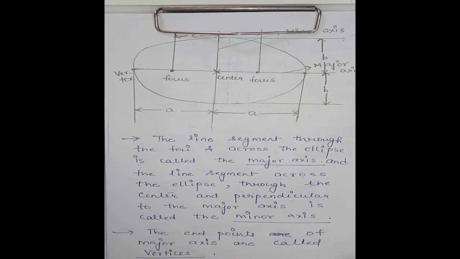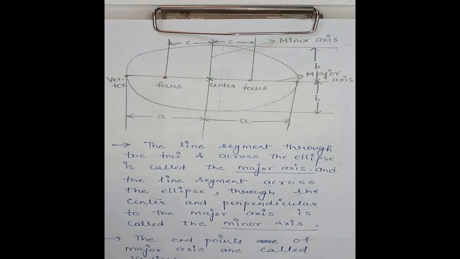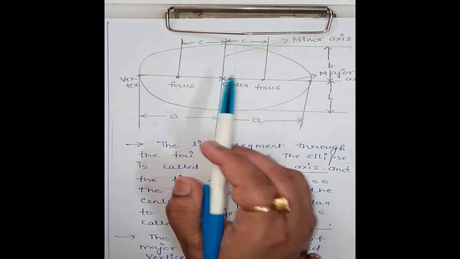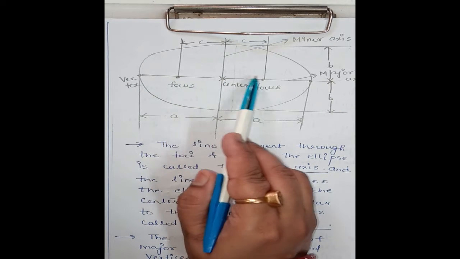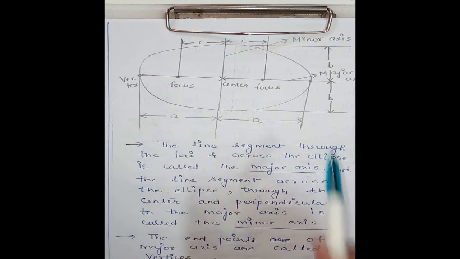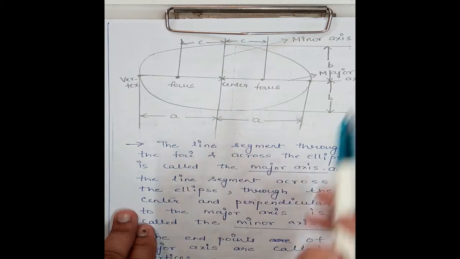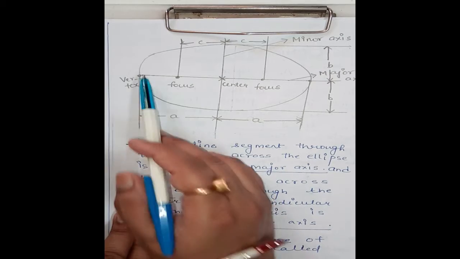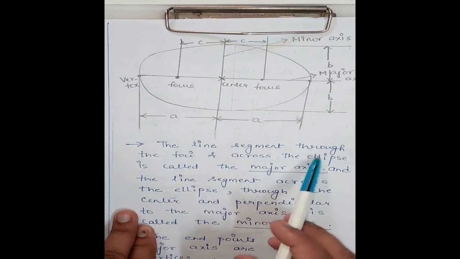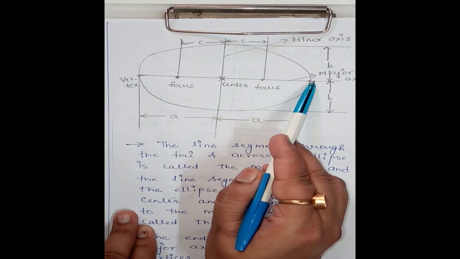See here, this is the ellipse. These two fixed points are the foci. This is the center, the midpoint of the line segment joining the foci. Next comes the line segment through the foci. The line segment through the foci and across the ellipse is called the major axis. From here to here, this line segment is the major axis.